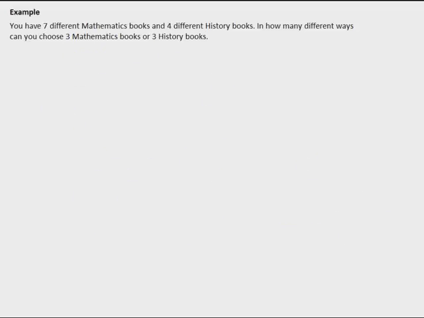You have 7 different maths books and 4 different history books. Then how many different ways can you choose 3 maths books or 3 history books? So again, the maths books will be chosen in 7 choose 3 ways. The history books will be chosen in 4 choose 3 ways. And let's just apply the multiplication principle.